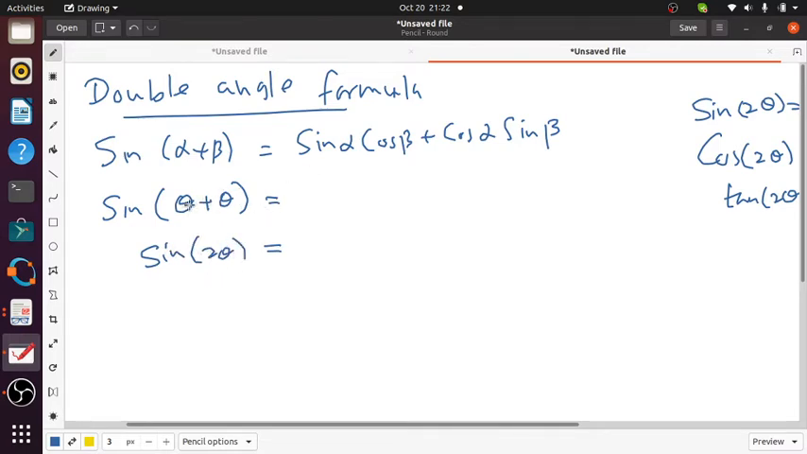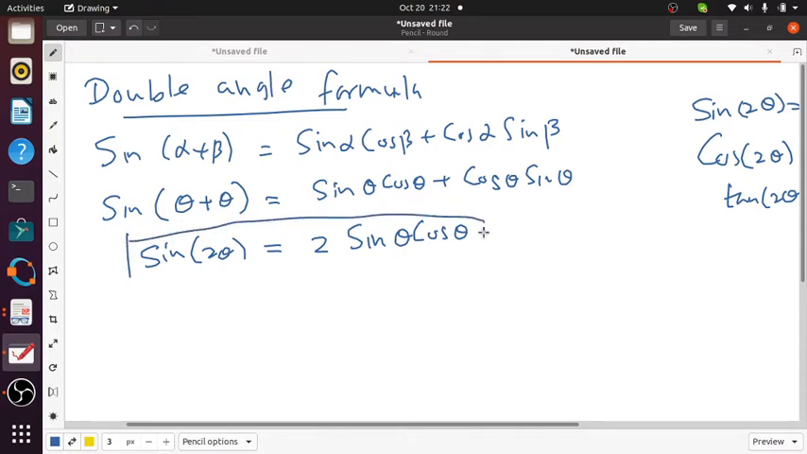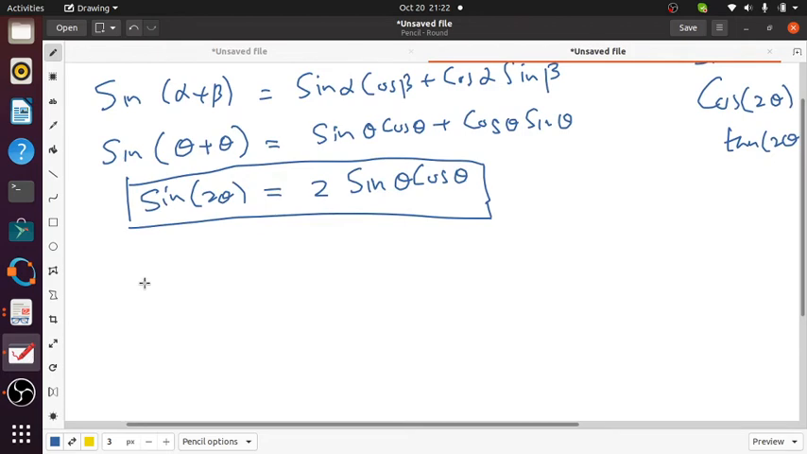If I write this down as theta plus theta, you can write it as sine, replace alpha with theta and beta with theta: sine theta cos theta plus cos theta sine theta. So you can see here that sine theta cos theta, this is cos theta sine theta. So the answer is 2 sine theta cos theta. So this is the double angle formula for sine 2 theta, right?